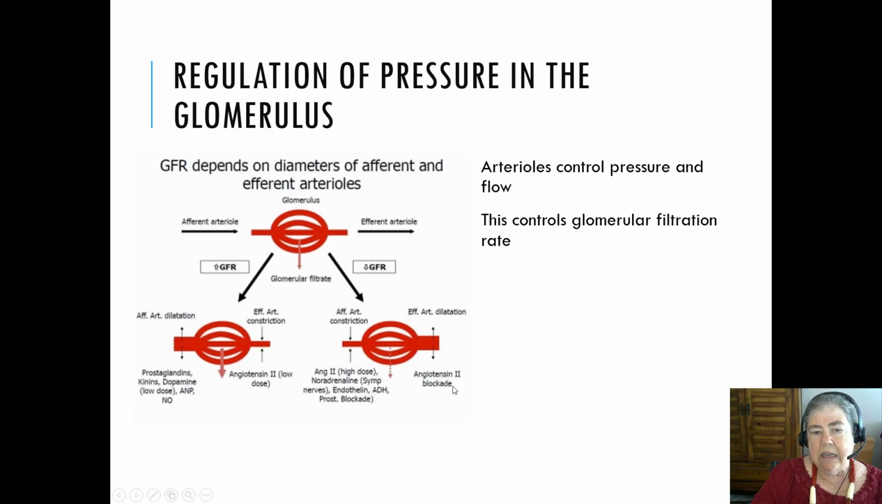On the other hand, if we block angiotensin II, and there are drugs that block angiotensin II, like ACE inhibitors, we dilate the efferent arteriole, again decreasing pressure in the glomerulus and decreasing GFR. This is an important slide to understand, and I want you to talk yourself through it until you get it.